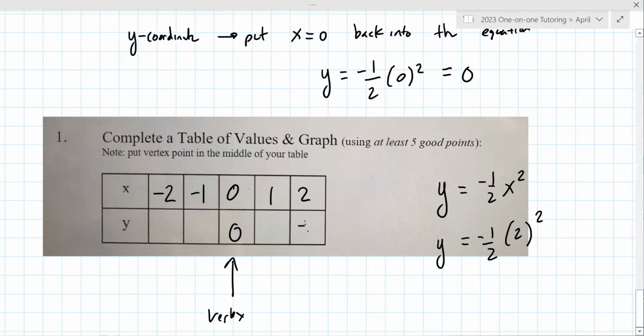Now I'm going to evaluate it at 1: -1/2 times 1 squared. So 1 squared is 1, and -1/2 times 1 is -1/2. Do you consider that to be a good point, the -1/2? Good enough. So if I were in the classroom, I would say let's make sure these are all integers, not fractions. If your teacher said this is fine, then you can go with it.